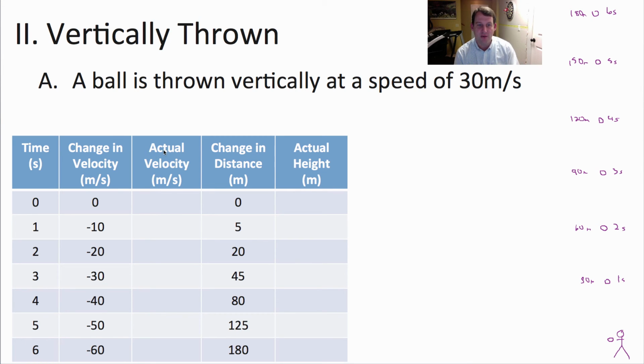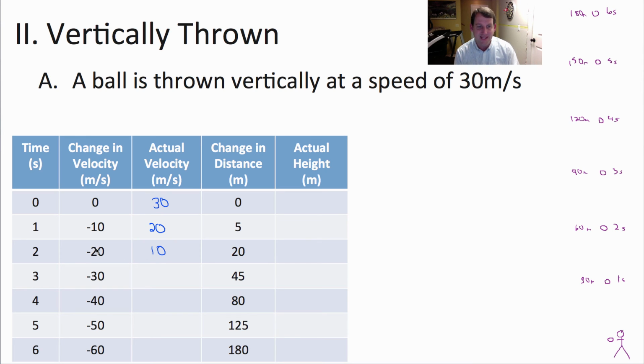So our actual velocity, we start out at 30 meters per second. And I'll switch over colors here. 30 meters per second. And then a second later, we're going to lose 10 meters per second because we have a negative acceleration here. So we're going to be only going at 20 meters per second. And then after 2 seconds, we're going to have lost 20 meters per second from our original 30, which puts us at only 10 meters per second.